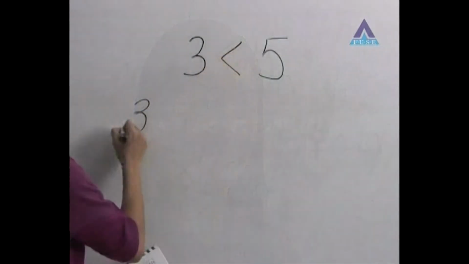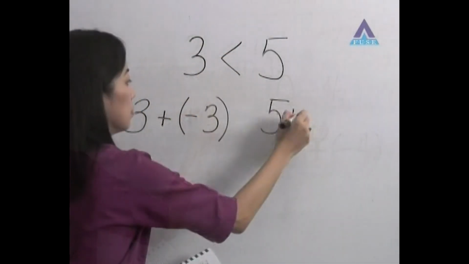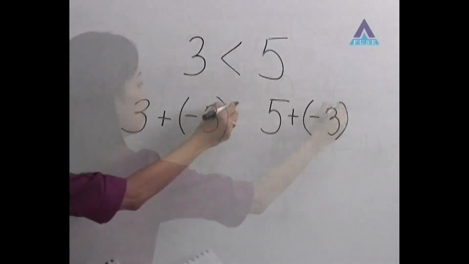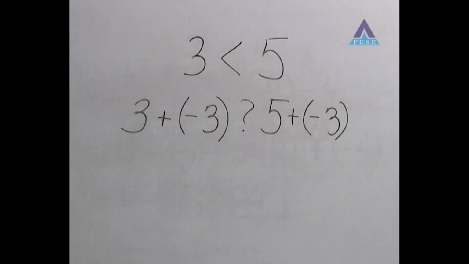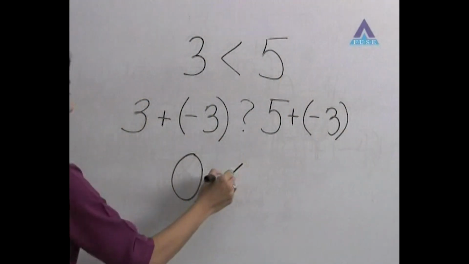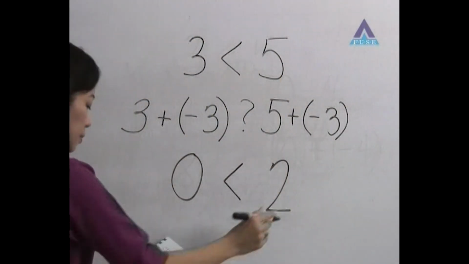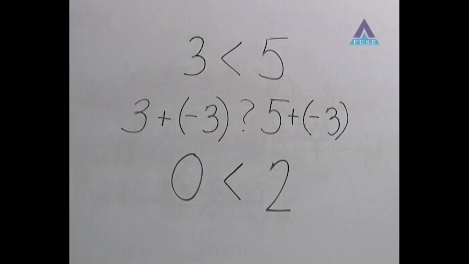Let's think of another number to add to 3 and 5. Ma'am, how about negative 3? Okay, so let's add negative 3 to each side of the inequality. What will happen? The left side will become 0 and the right side will become 2. 0 is less than 2. The inequality remained the same. Now I get it. I'm glad.